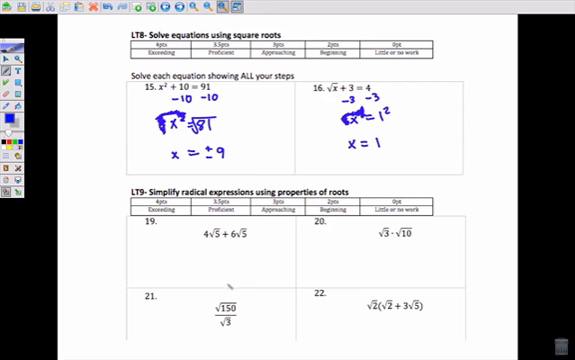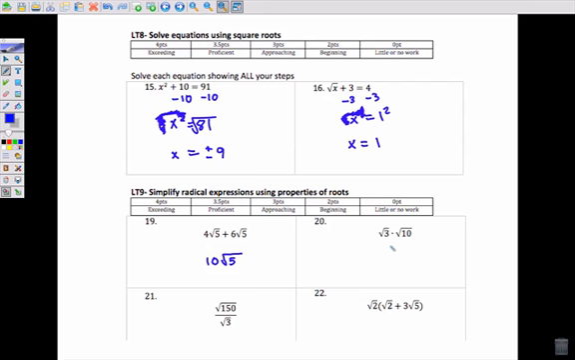On learning target 9, we can think of this again as combining like terms. On number 19, I've got 4 square roots of 5, and then later I'm adding 6 more square roots of 5. So you don't change anything under the radical. The radical stays exactly the same. It's like saying I've got 4 of these and then 6 more of these, so total I've got 10 of these.